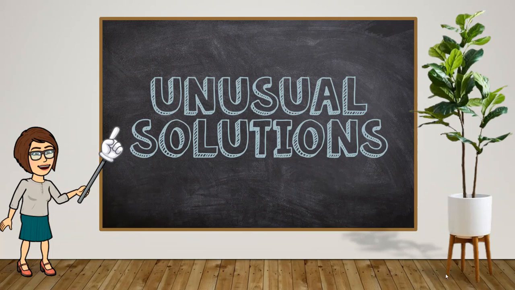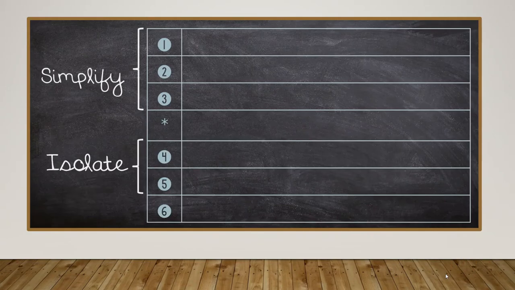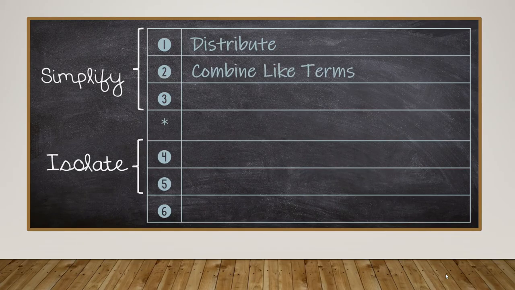Today we're solving equations that have some unusual solutions. Just a reminder of our steps for solving equations. If there are parentheses, be sure to distribute first, and then we combine like terms. Remember, to be like terms, they have to have the exact same variable with the same exponent and be on the same side of the equal sign.